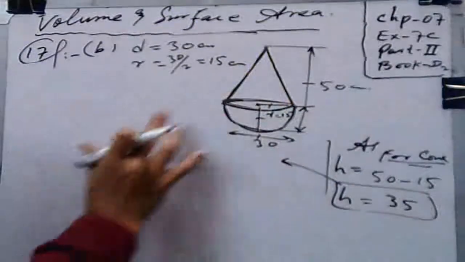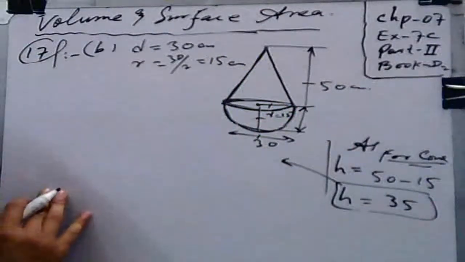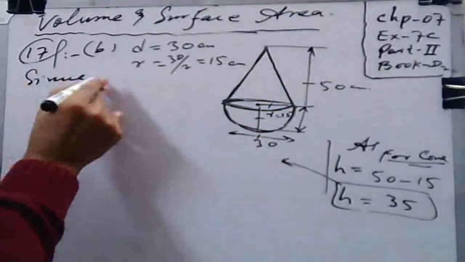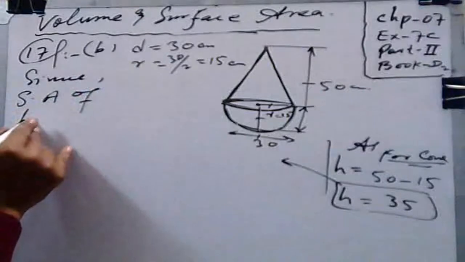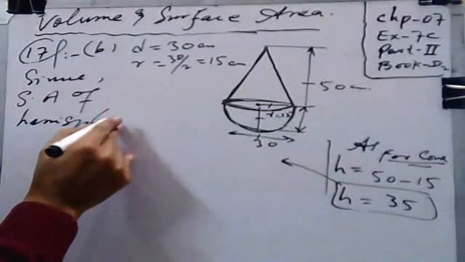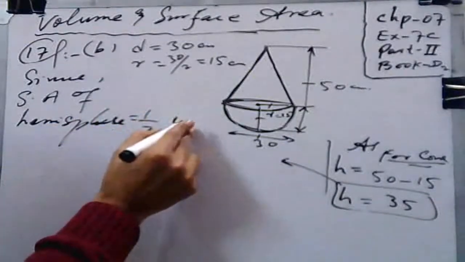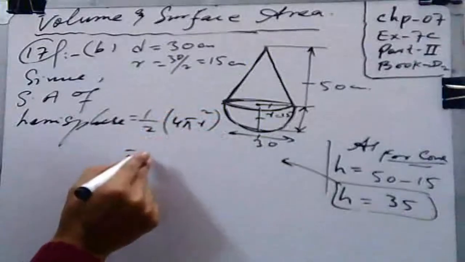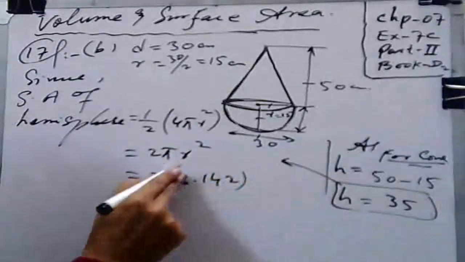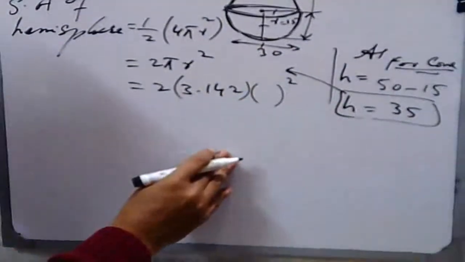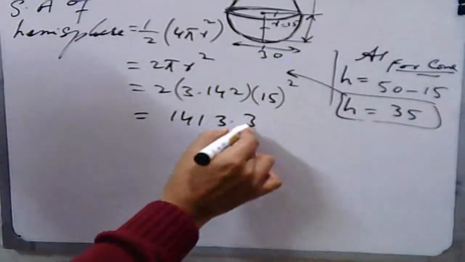So now to find the surface area of hemisphere, the formula is half of 4 pi r square. So after simplification you will get 2 pi r square, putting the values. The value of r is 15. So after simplification you will get 1413.3 centimeter square. So that is the surface area of hemisphere.